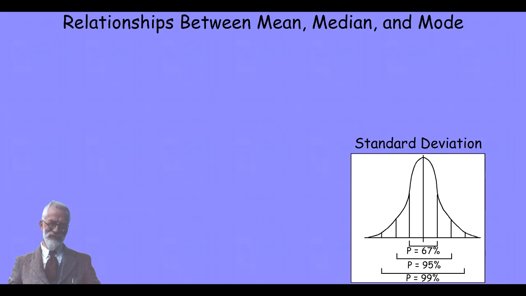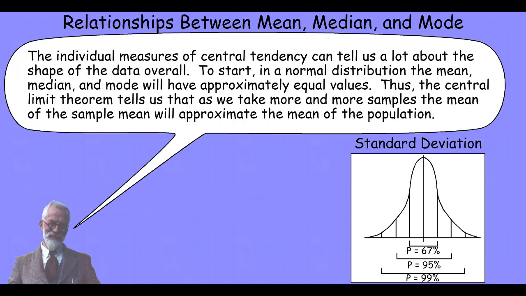In the two previous modules, we looked at individual measures of central tendency. We looked at the mean, the median, and the mode, and we saw what each of them can tell us in isolation about our data. But we can also learn things about our data by looking at their relationship to one another. The individual measures of central tendency can tell us a lot about the shape of the data overall, but especially when we look at their relationship to one another.